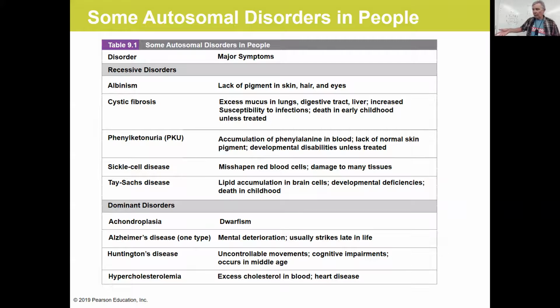So achondroplasia is dwarfism. What's one type of Alzheimer's? Something called Huntington's disease is brain degeneration in your late 40s, early 50s, and hypercholesterolemia, excess cholesterol in blood. These are all dominant disorders.